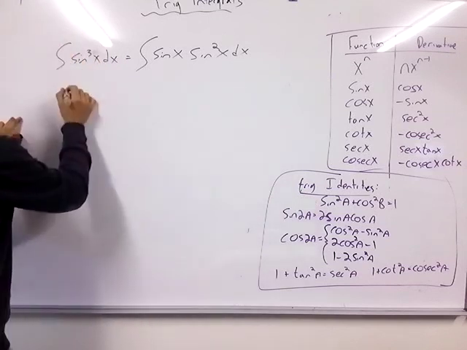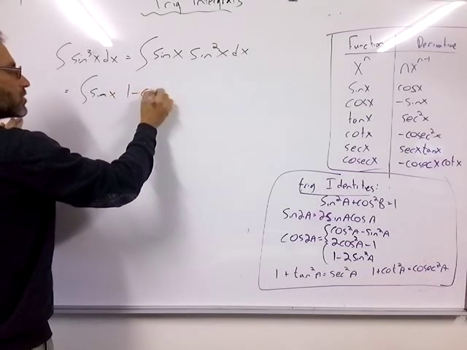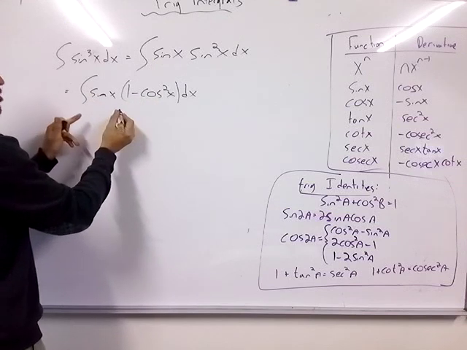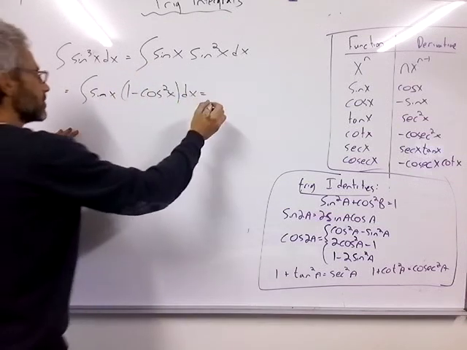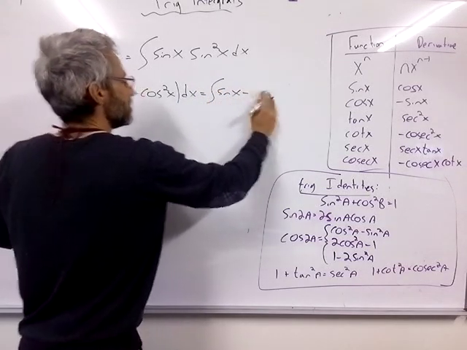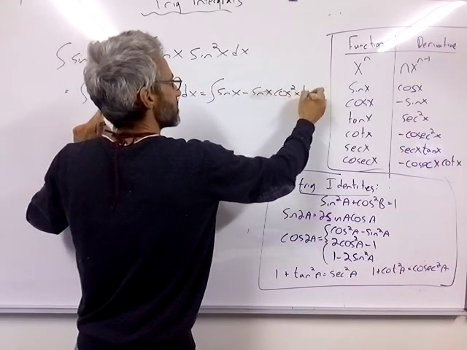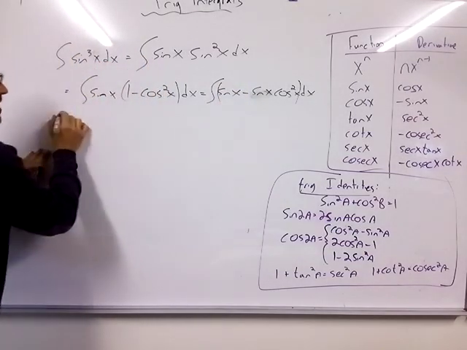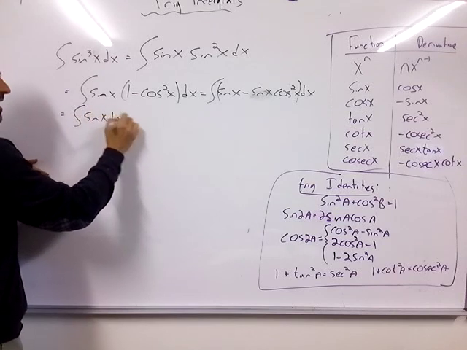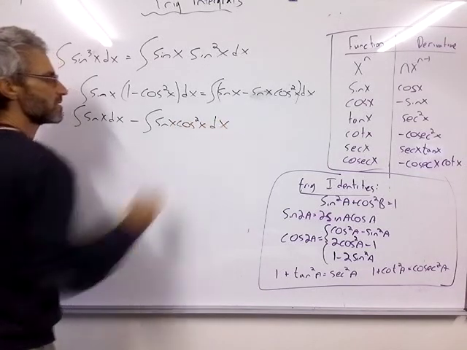Okay? So now we can say, we'll keep the sine as it is, but the sine square could be 1 minus cosine square x. And then again, I'm going to split it, let's do it slowly. So that's going to be sine x minus sine x cosine square x, all of that dx. And the integral of the difference is the difference of the integrals. So sine x dx minus sine x cosine square x dx.